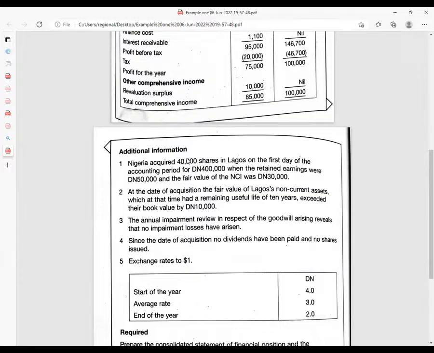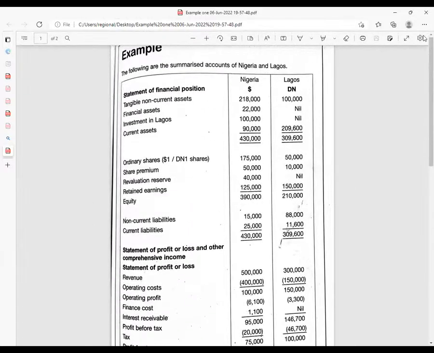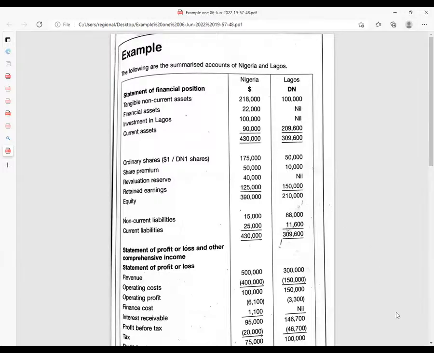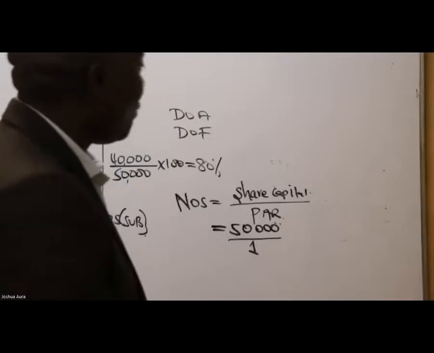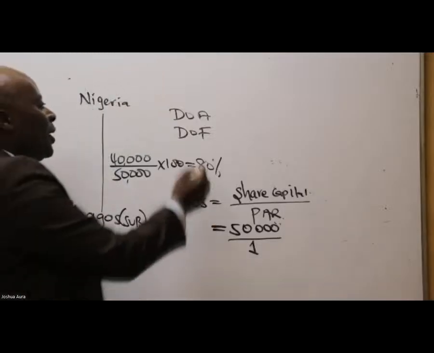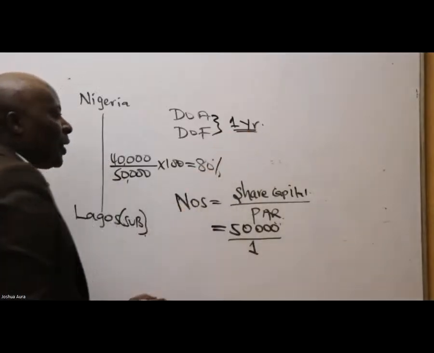So we acquired these shares on the first day of the accounting period, which starts, for example, here. They haven't even given us the date of the financial statements. It's quite a simple example, but the thing is that we stayed with this subsidiary for a whole year. The difference there is exactly 1 year.